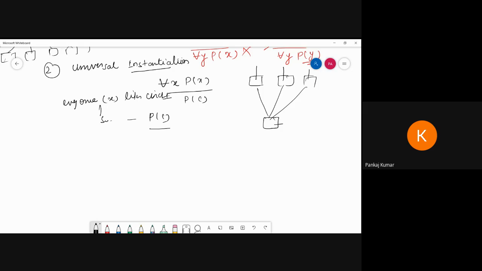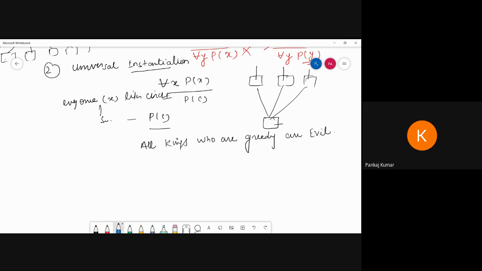Now, a famous example we can say is: all kings who are greedy are evil. That is a famous example, every book follows this one. All kings who are greedy are evil. So how can this be represented in first order logic? That is important.